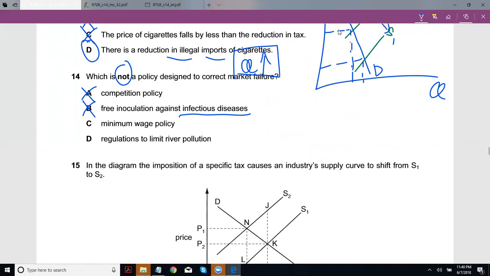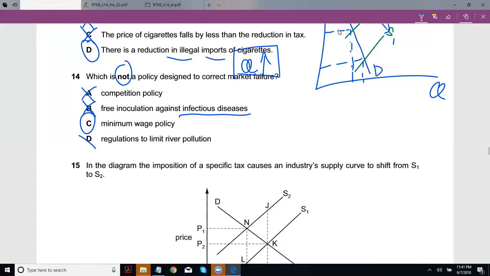So increasing the allocation of, like, healthcare, for example. Minimum wage policy, I don't think that's anywhere related to market failure. That's something that definitely does help you achieve equity, but market failure is about helping markets allocate more efficiently, especially get allocatively efficient. So it has nothing to do with market failure. I feel like it's going to be A.